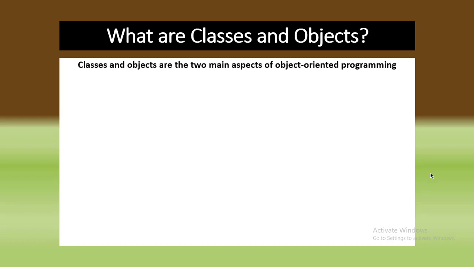Classes and objects are the two main aspects of object oriented programming.